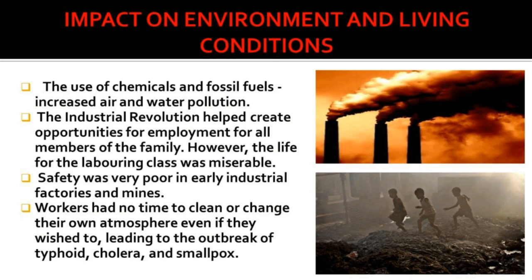The Industrial Revolution helped create opportunities for employment for all members of the family. However, the life of the laboring class was miserable. Children were employed in textile mills because they worked for lower wages. Safety was very poor in early industrial factories and mines. The injuries from machinery would vary from mild burns, hand and leg injuries, to whole fingers being cut off, or amputation of limbs and even death.